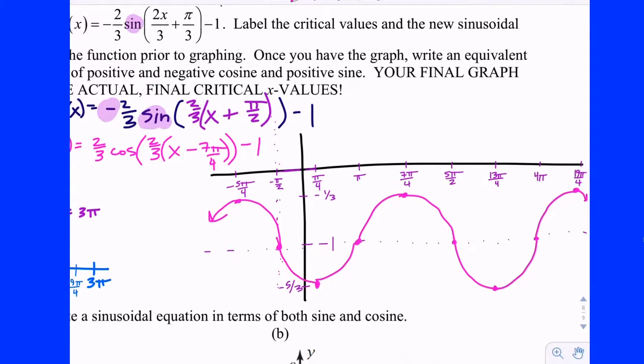Okay, cool. What would it be if I wanted a positive sine? I won't write the equation, but if I wanted to shift over to a positive sine, it would be x minus what?